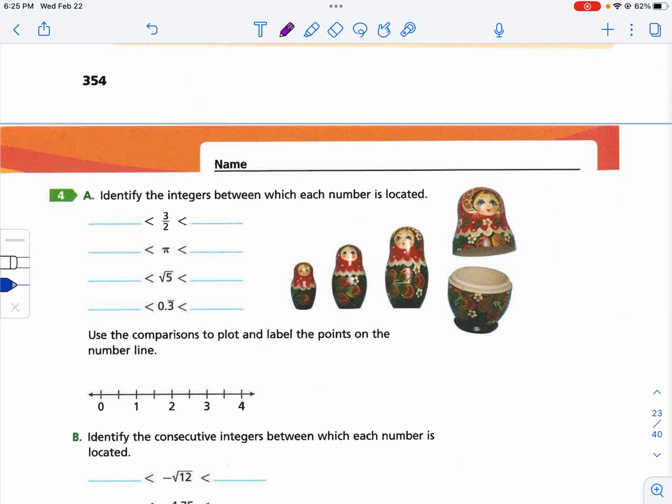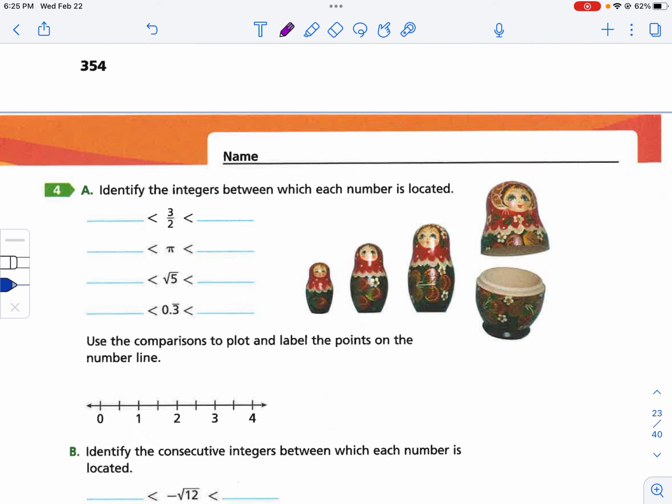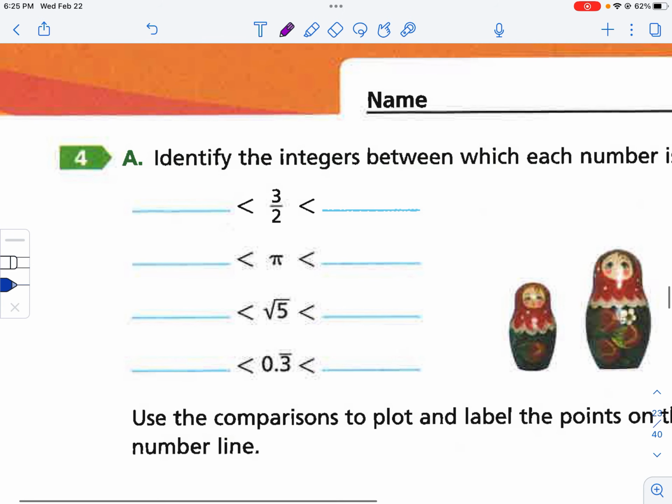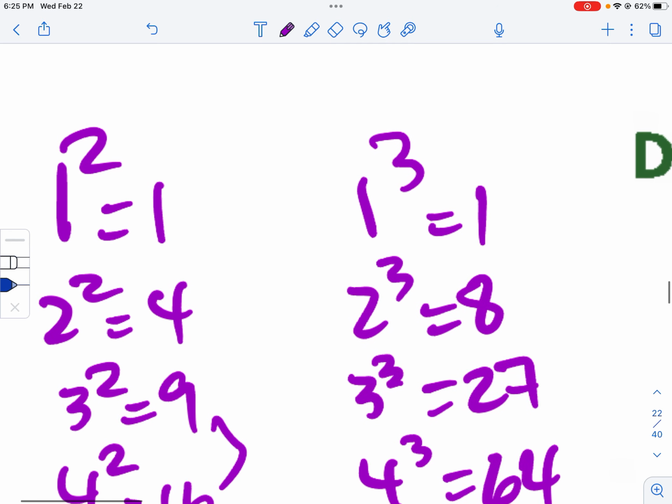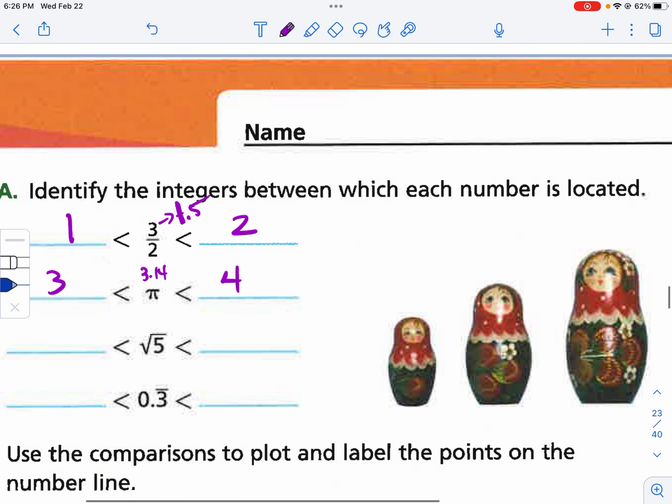Identify the integers between which these numbers are located. Okay, so this is the same thing as 1.5. So this is between 1 and 2. This is the same thing as 3.14. So it's between 3 and 4. The square root of 5. Well, the square root of 5 is between 2 and 3. And this is between 0 and 1.